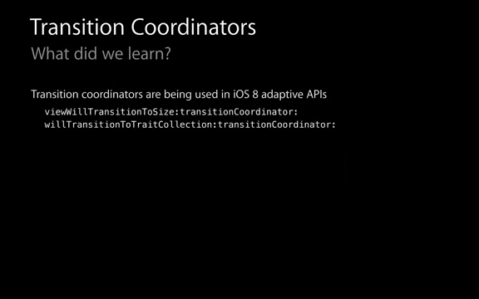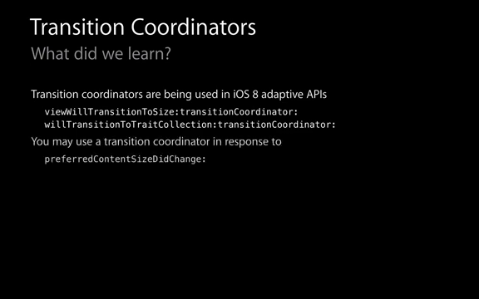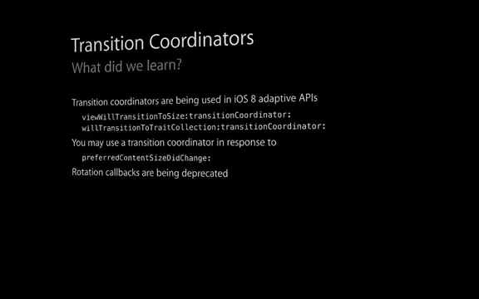Okay, so what did we learn? Transition coordinators are being used in a lot of our adaptive APIs. You can use a transition coordinator in response to preferred content size did change calls. All of the rotation callbacks are being deprecated. That's about it. So let's talk about screen coordinates.